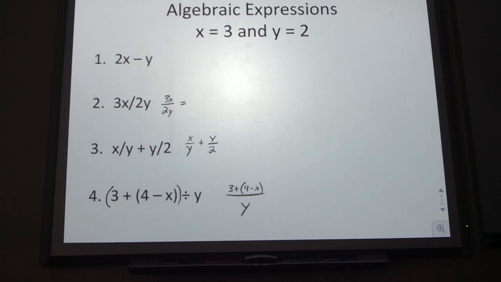Alright, so what we're going to do is replace those letters with those numbers. So 2 times 3 minus 2. Okay, that is 6 minus 2, which gives me 4.